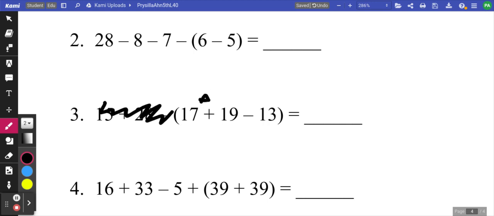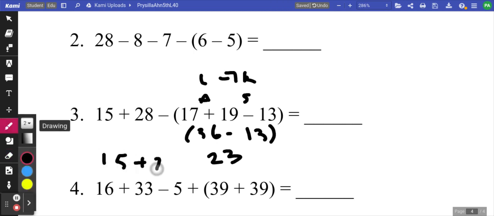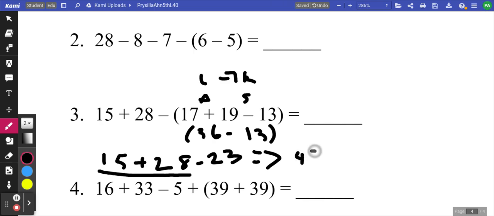So we see that there's an addition and subtraction. Once again, you go left to right. So we're going to do addition first. So 17 plus 19 is 36. It's still going to be in parentheses until we solve the entire thing out. And now 36 minus 13 is 23. So now we're going to bring this back. 15 plus 28 minus, once again, left to right. We're going to do this first. And 15 plus 28 is 43. And now we're left with the minus 23. And you get an answer of 20.